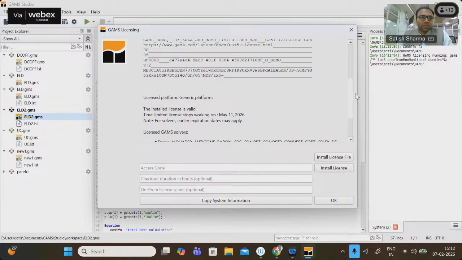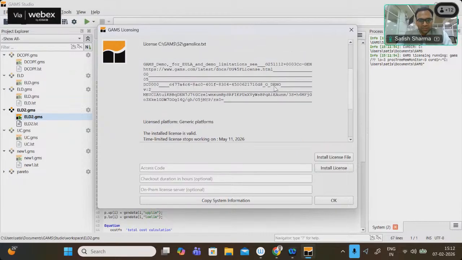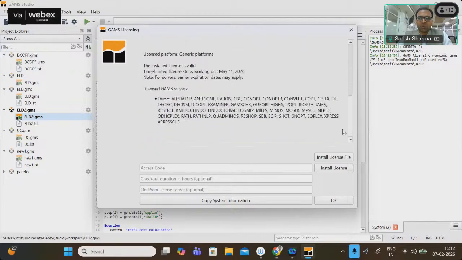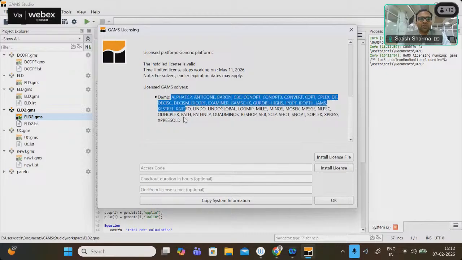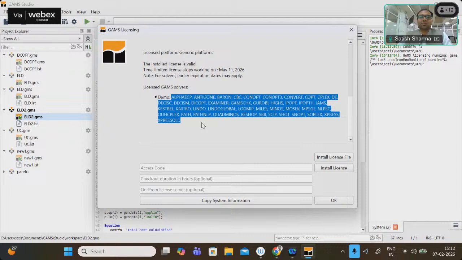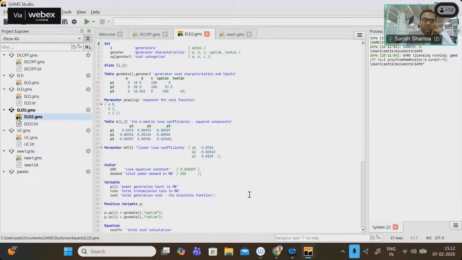In the GAMS licensing file, it is mentioned somewhere that it is a demo version. It has certain limitations about the number of variables and the number of constants, and these many number of solvers it supports, but with limited computational features, like limitations on the variables and constants.